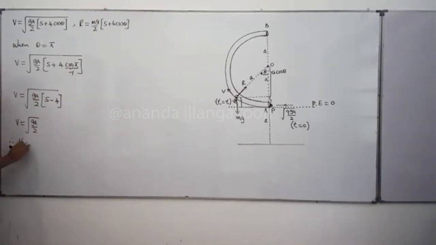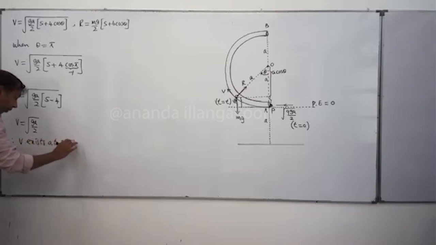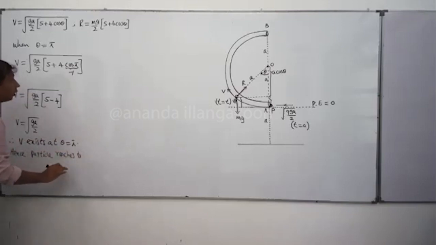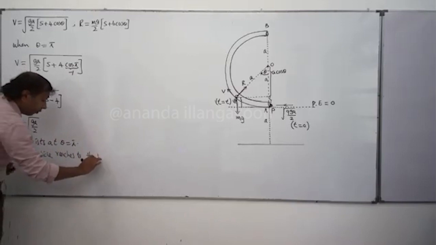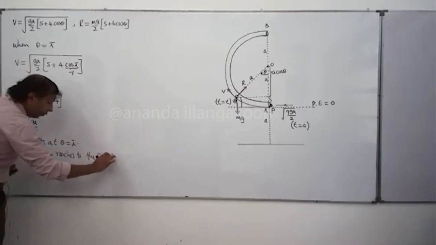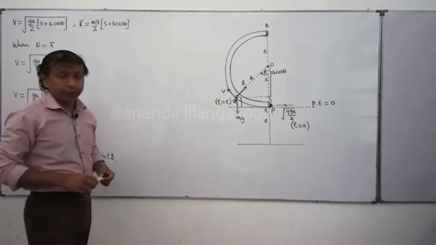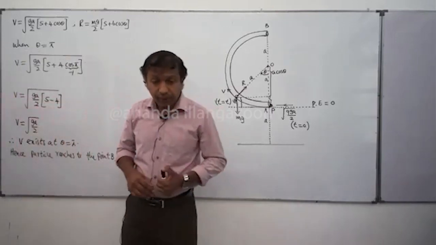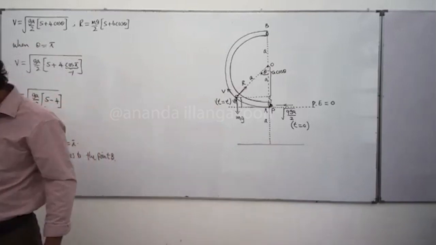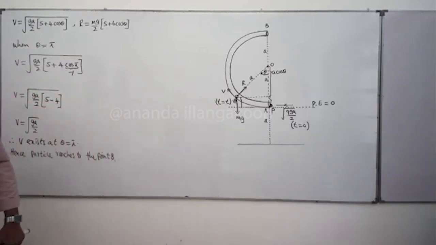Therefore, V exists at theta equals pi. Hence, the particle reaches the point B. The particle reaches the point B. That is how we prove that part. Right. Now, next part.